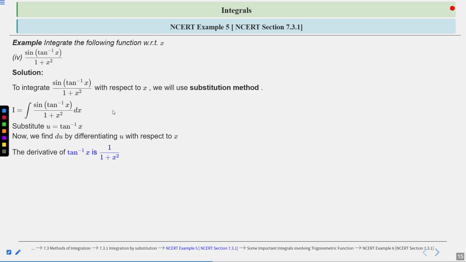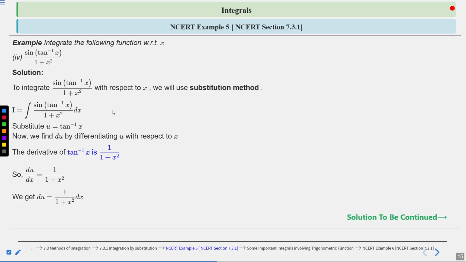So the derivative of tan inverse x is 1 upon 1 plus x square. So du upon dx will be equal to 1 upon 1 plus x square. Now we get du, which is equal to 1 upon 1 plus x square into dx. So du will be dx upon 1 plus x square. Clear?